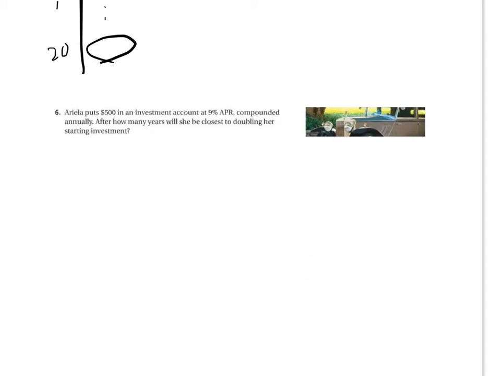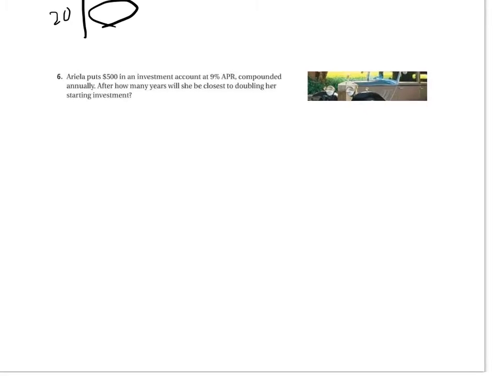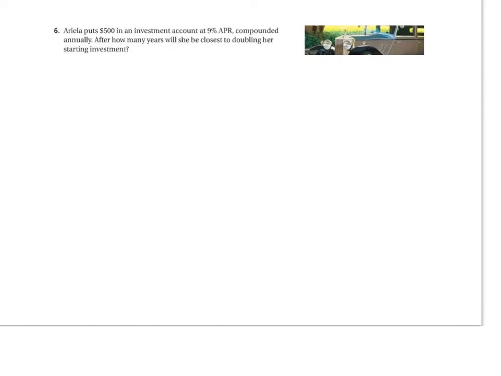Next, Ariella puts $500 in an investment account at 9% APR compounded annually. After how many years will she be closest to doubling her starting investment? So she's going to pay $500 and 9% APR. That means percent is like a cent. So how would you write cent in decimal? You would put 0.09. So you add 1 to it, which represents the original.